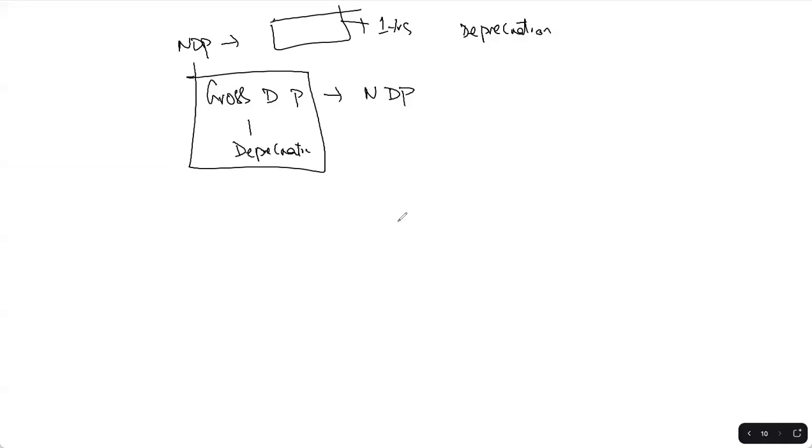Okay, so the same thing happens for the NNP. From the national product, if you remove the depreciation, you will get the NNP. So these are the various 4 ways, 4 forms to understand the concept of the national income.